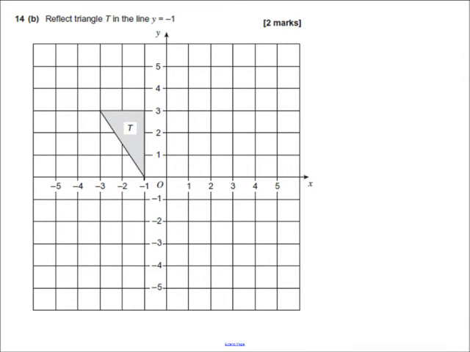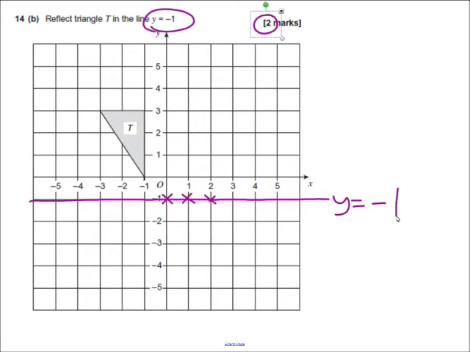Question 14b. It's asking us to reflect the triangle T in the line y equals minus 1. And there are 2 marks. And you can't get either of the marks unless you know how to plot the line y equals minus 1. Now, we stated in class, if you're struggling to work out what it means, put a little cross where y has a value of minus 1, which is there. And ask yourself, where else does y have a value of minus 1? Well, it has a minus 1 there and a minus 1 there. So the value of y equals minus 1 gives us a mirror line that goes horizontally like that.